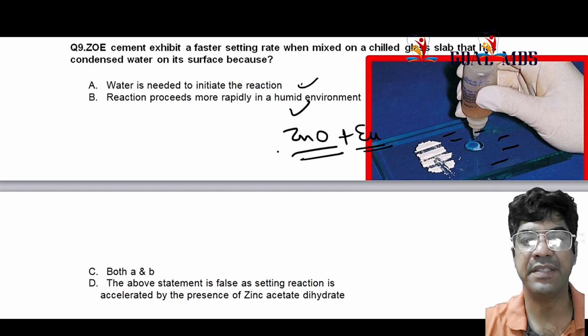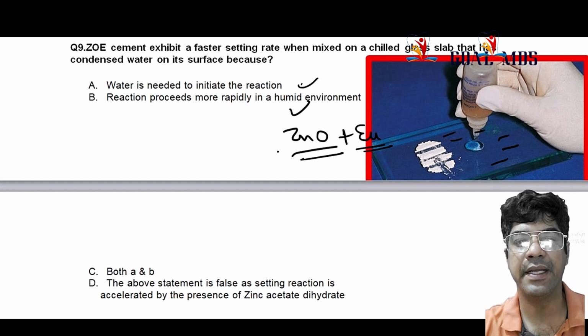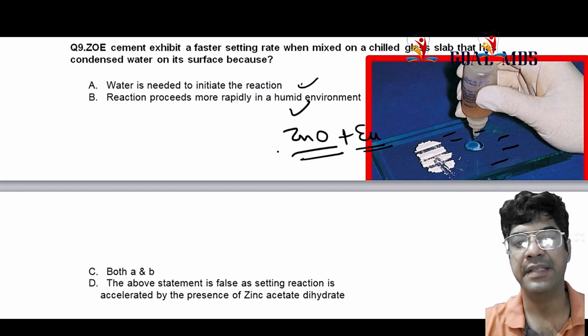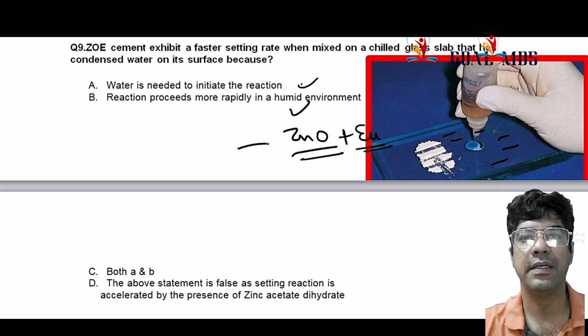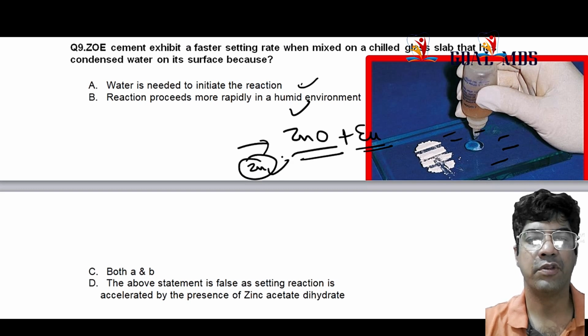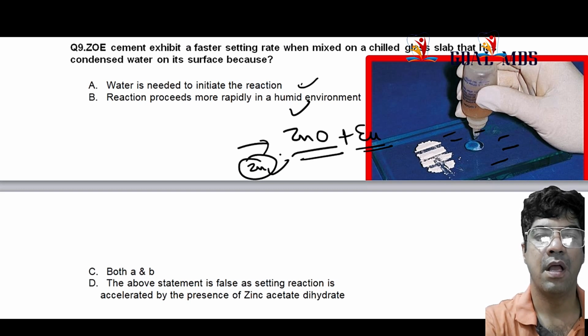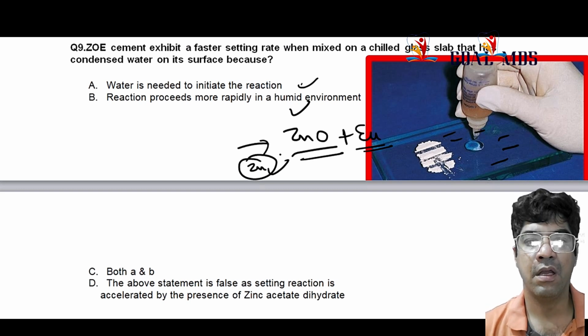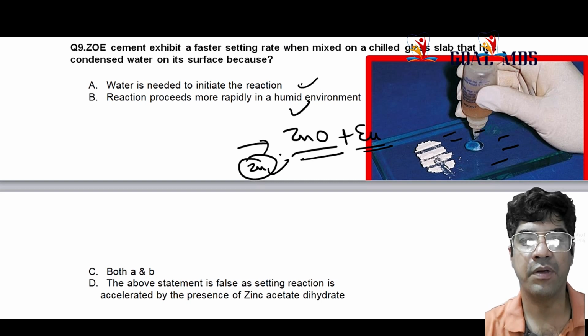Additionally, the presence of zinc acetate dihydrate can accelerate the setting reaction by supplying zinc ions more rapidly. So therefore, when zinc oxide cement is mixed on a chilled glass slab with condensed water on its surface, it provides a faster setting rate.